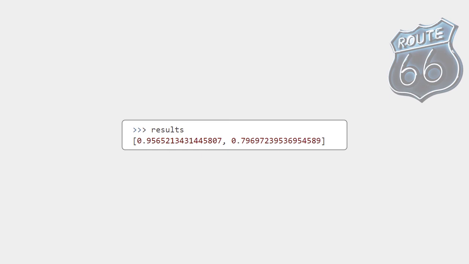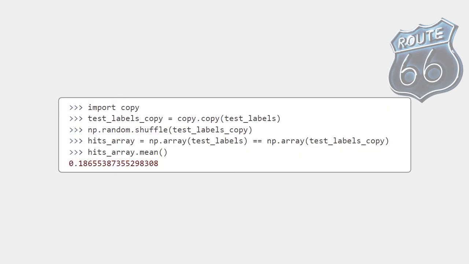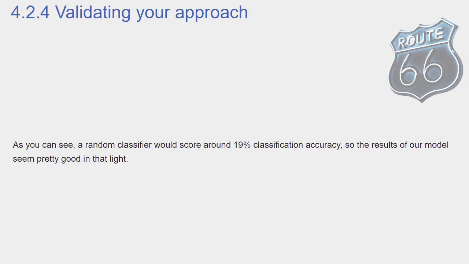Here are the final results. This approach reaches an accuracy of roughly 80%. With a balanced binary classification problem, the accuracy reached by a purely random classifier would be 50%. But in this case, we have 46 classes, and they may not be equally represented. What would be the accuracy of a random baseline? We could try quickly implementing one to check this empirically. As you can see, a random classifier would score around 19% classification accuracy, so the results of our model seem pretty good in that light.